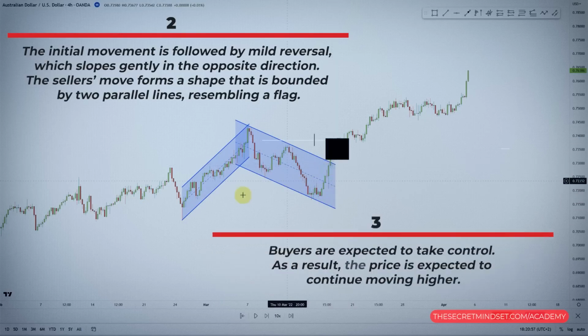How to analyze this? The dominant side, in this case the bulls, are expected to take control. As a result, the price is expected to continue moving higher.